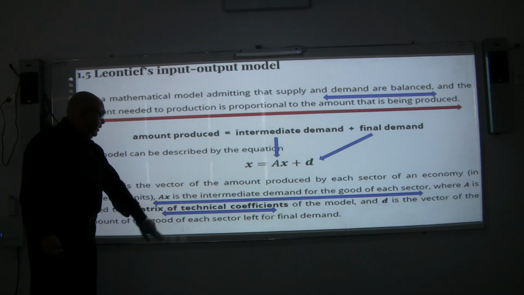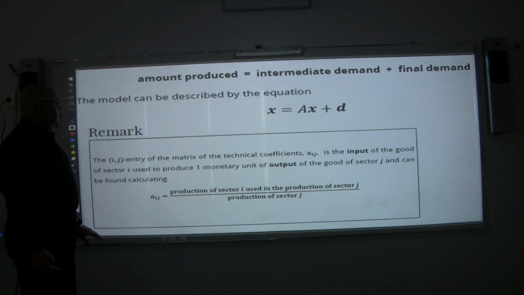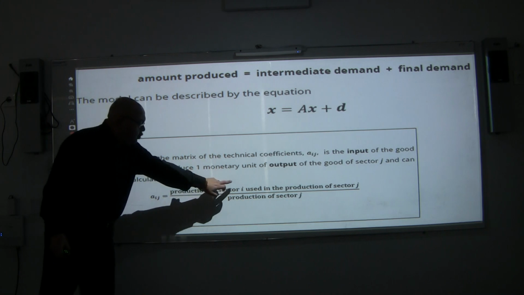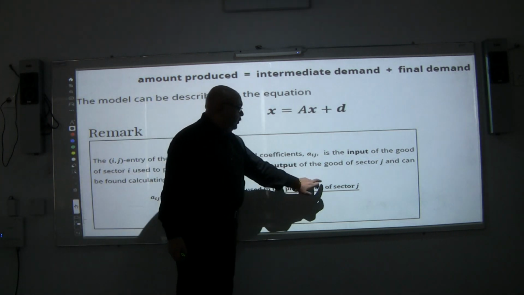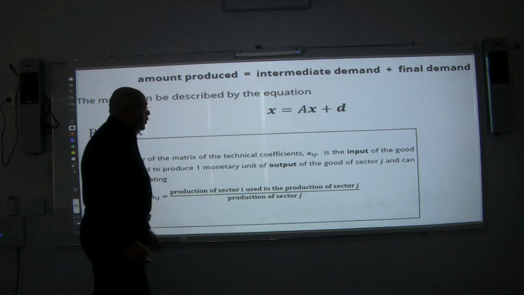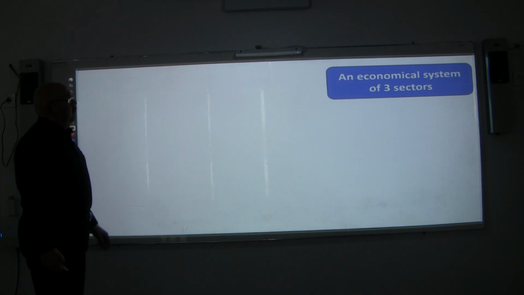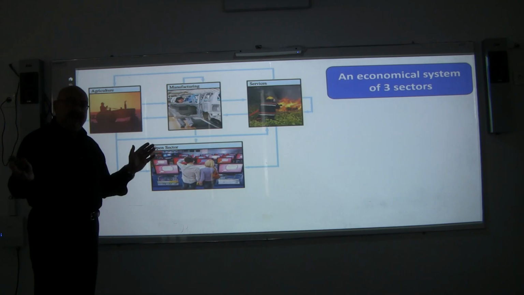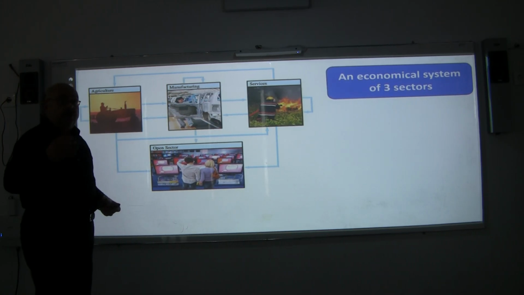AX is the intermediate. Okay? So once more, this is how to evaluate A of I and J. The production of sector I, as I told you, required in the production of sector J divided by the total production of sector J, and this is also the definition once more for you. So an economical system of 3 sectors, I have just tried to make the previous photo bigger for you. Let's look at each one of them.